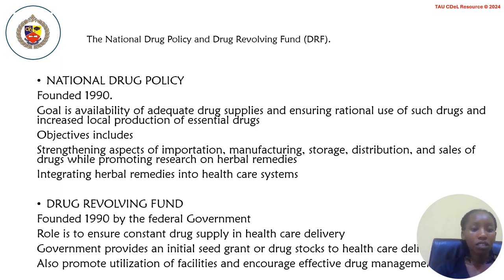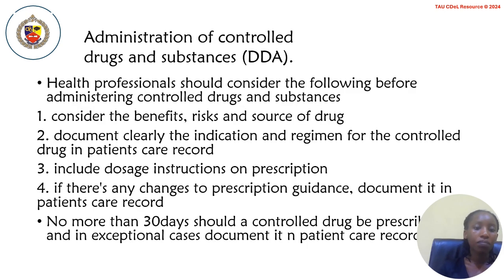use of herbal remedies. Then we have the revolving fund, which is also established to regulate drugs. Their role is to ensure that there is constant drug supply in basic healthcare delivery. The government, through this agency, provides an initial seed grant or drug stock to the healthcare delivery system, and they also promote utilization of facilities and encourage effective drug management.